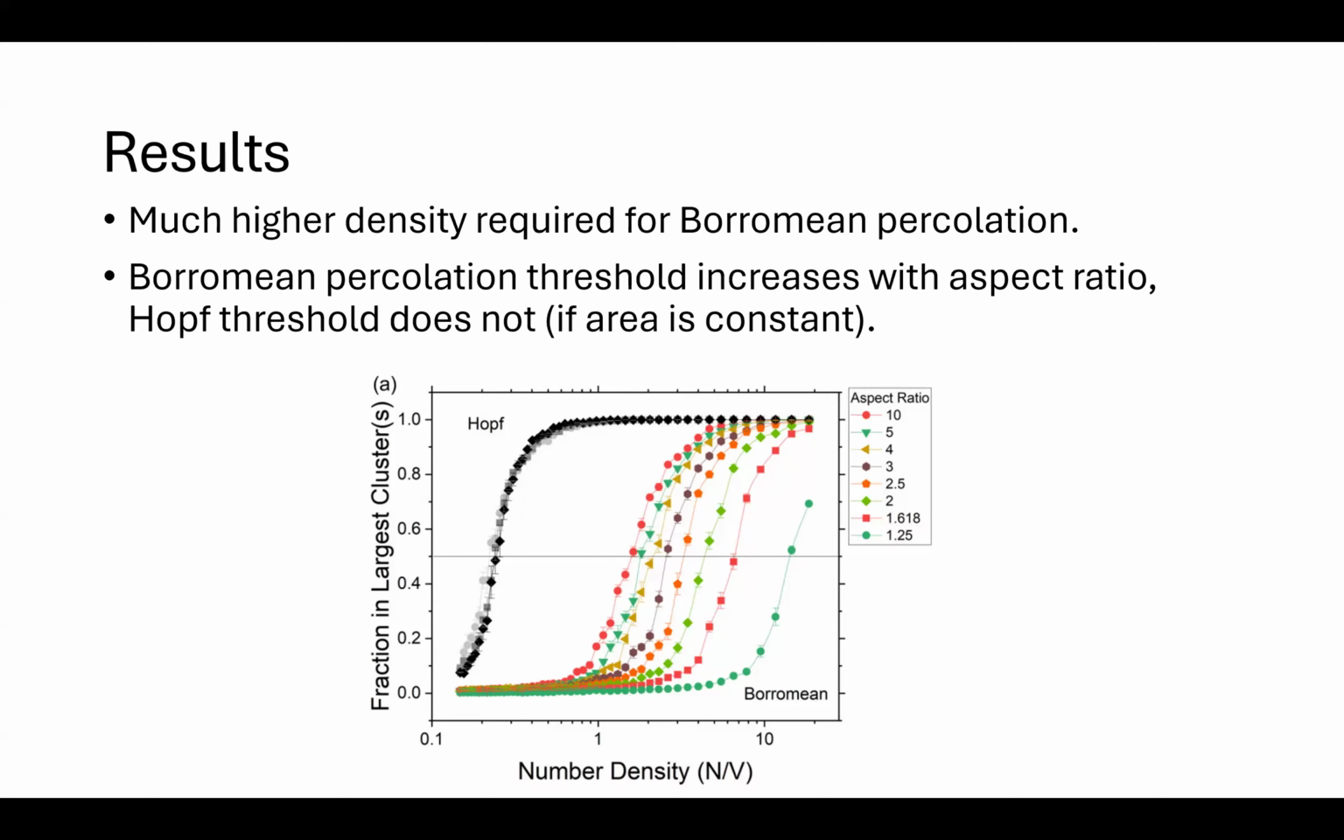Below the percolation threshold, almost no component is part of the biggest component or the biggest cluster. Above the percolation threshold, almost every component is part of the biggest cluster. So we just define 50% of rectangles being in the biggest structure to define percolation.